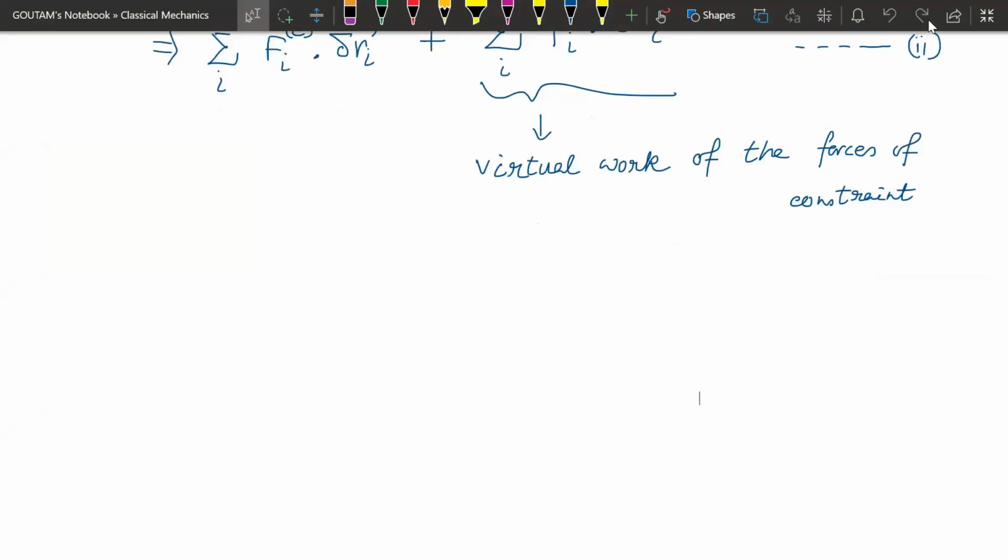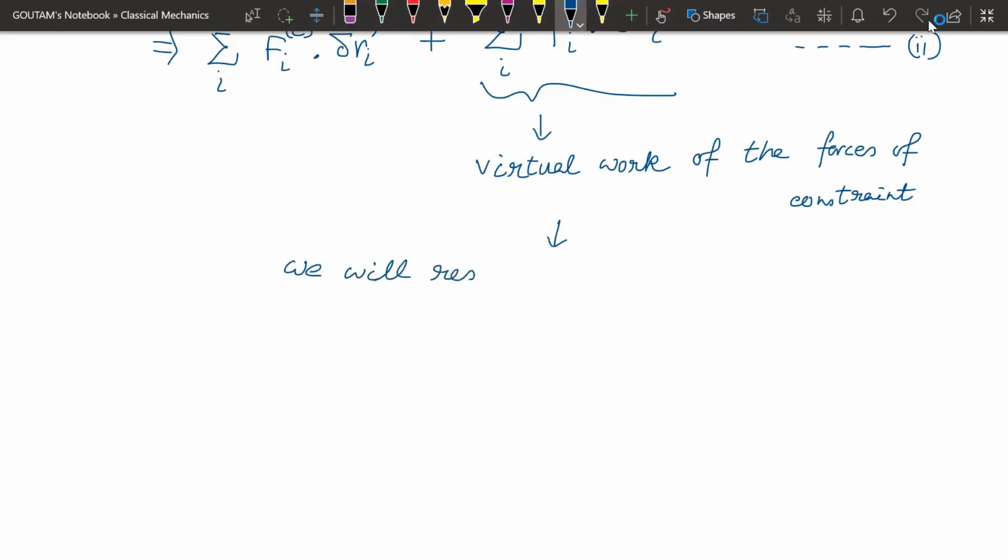Now we will restrict our discussion to the systems where the virtual work done by the forces of constraint is zero. So we will only talk about those systems.